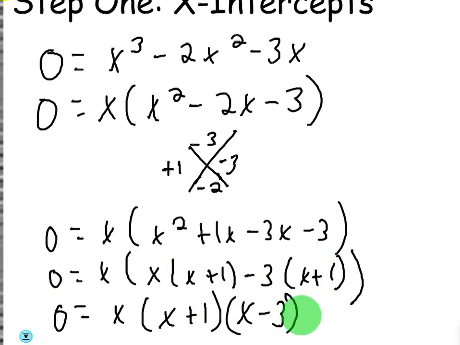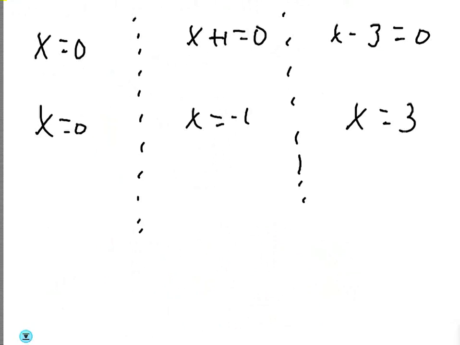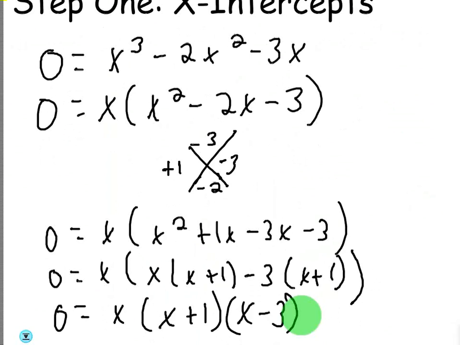But again, if you use the quadratic formula, you're still going to get the same answers. x equals 0, x equals negative 1, and x equals 3. But I'll go back so you guys can get that copied.